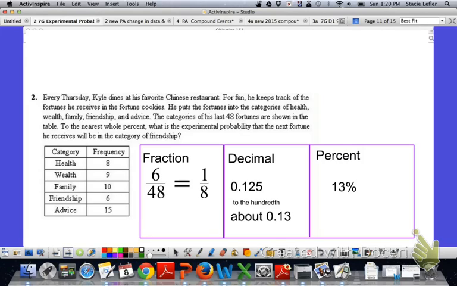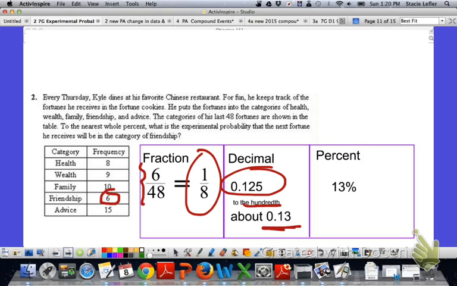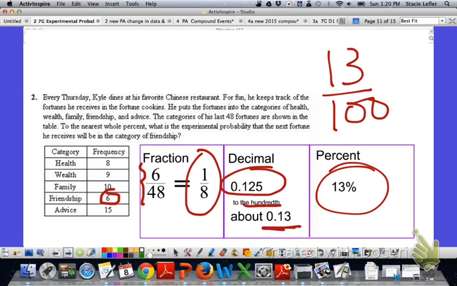Probability is success out of total. It was success of friendship 6 out of 48 times, which simplifies to 1/8. Dividing numerator by denominator, we get 0.125, rounded to the nearest hundredth would be 13 hundredths. 13 hundredths, if it's out of 100, that is a percent, 13%.